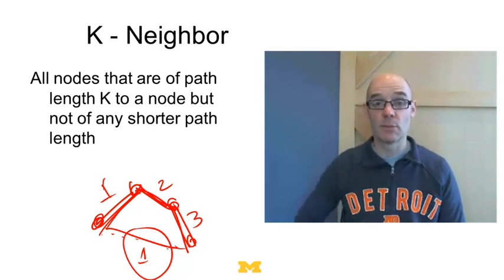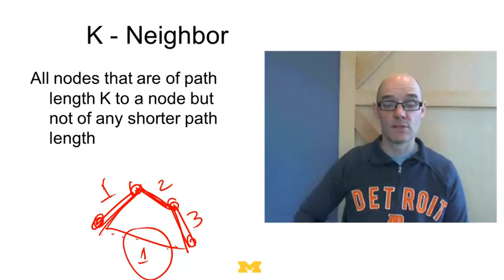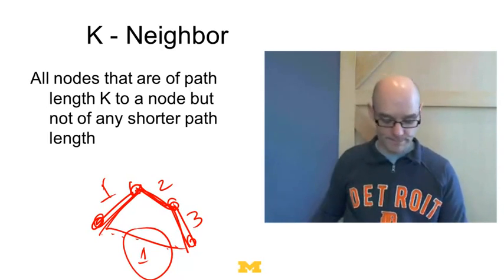So your 3 neighbors are the people who are 3 steps away, but they're not 2 steps away or 1 step away. So 6 degrees of separation is going to mean that someone is 6 steps away, but not 5, 4, 3, 2, or 1.